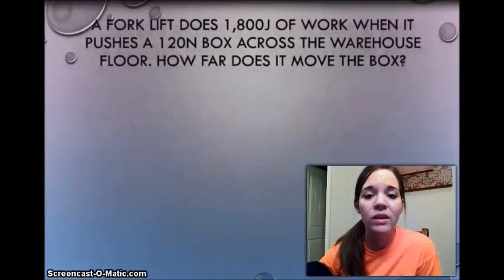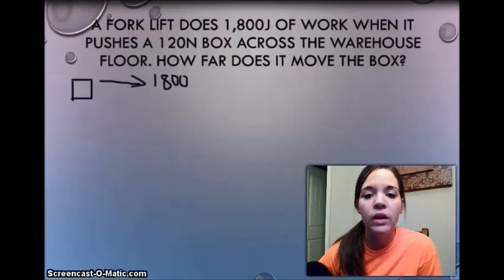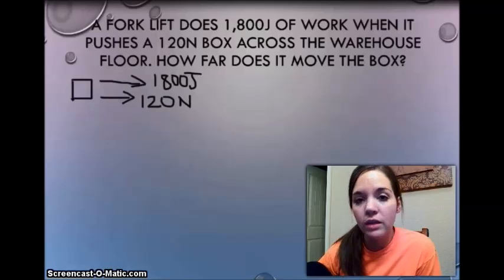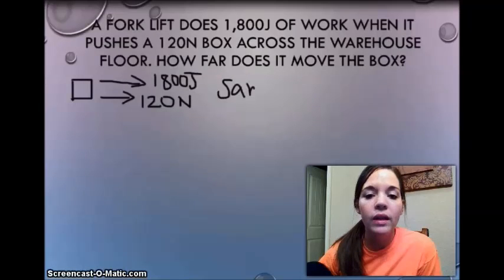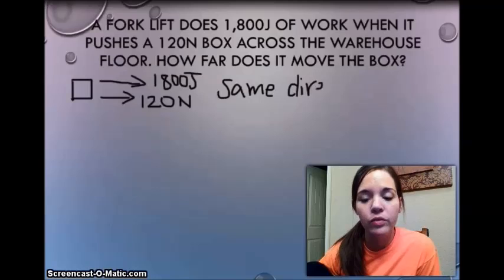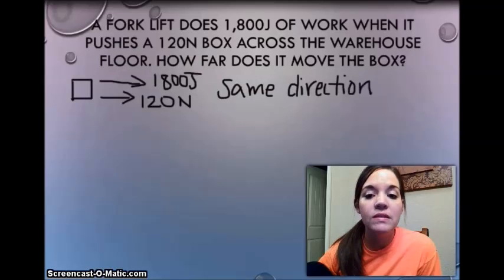There's no work. In this next one, we changed it up a little, and it says a forklift does 1,800 joules of work when it pushes a 120 Newton box across the warehouse floor. How far does it move the box? So we have the 1,800 joules pushing, so it's moving forward, and the force is also in the forward direction. Since they are in the same direction, we got a check mark. We'll move on to the math.